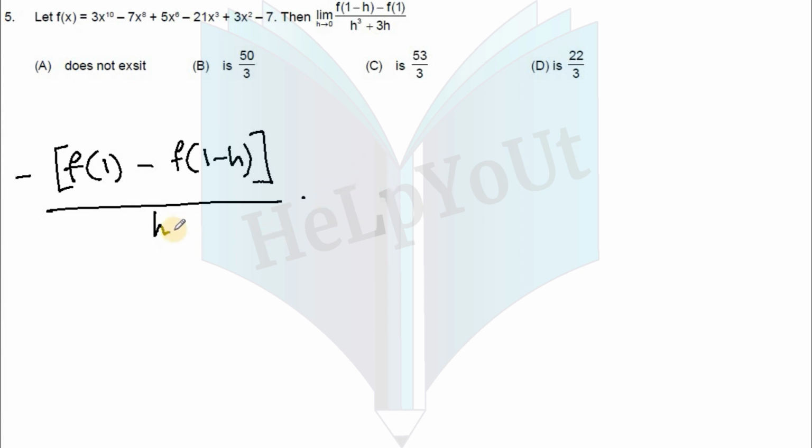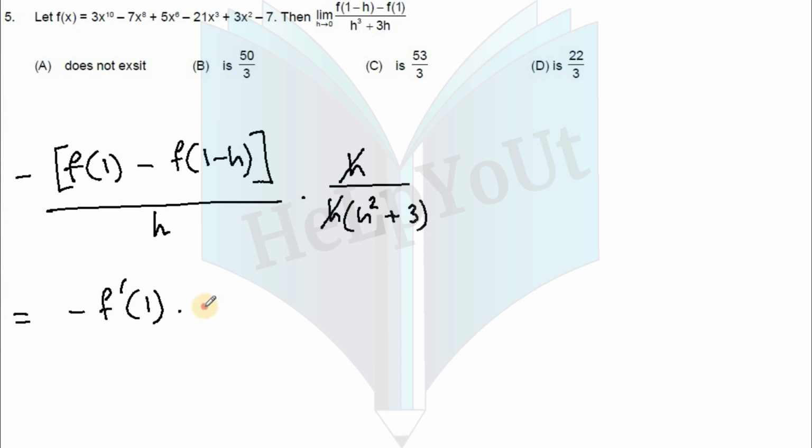And so because we divided by h here, we have to keep another h here, and this part will give h times (h square plus 3). H cancels, so this part is minus f dashed 1, and this part is limit h tends to 0 of 1 by (h square plus 3). So we need to find f dashed 1.